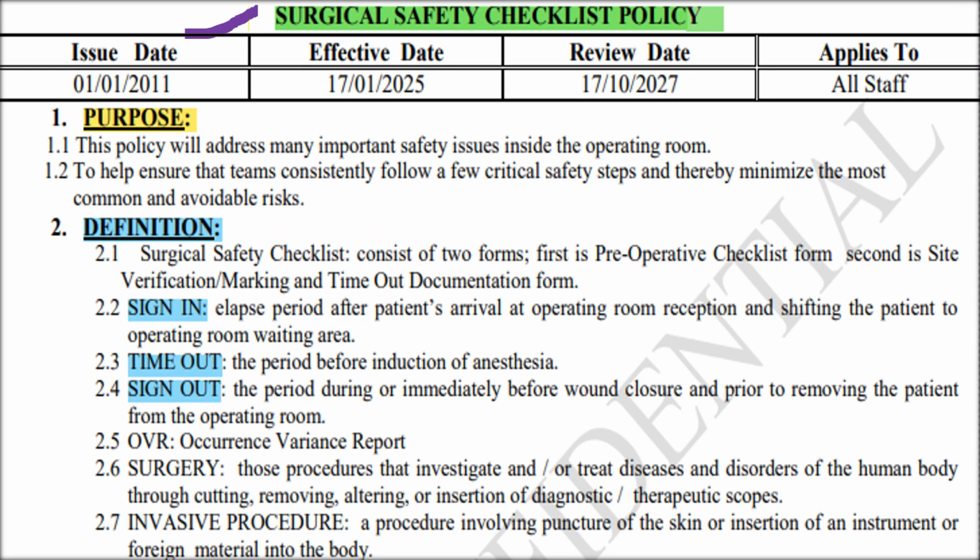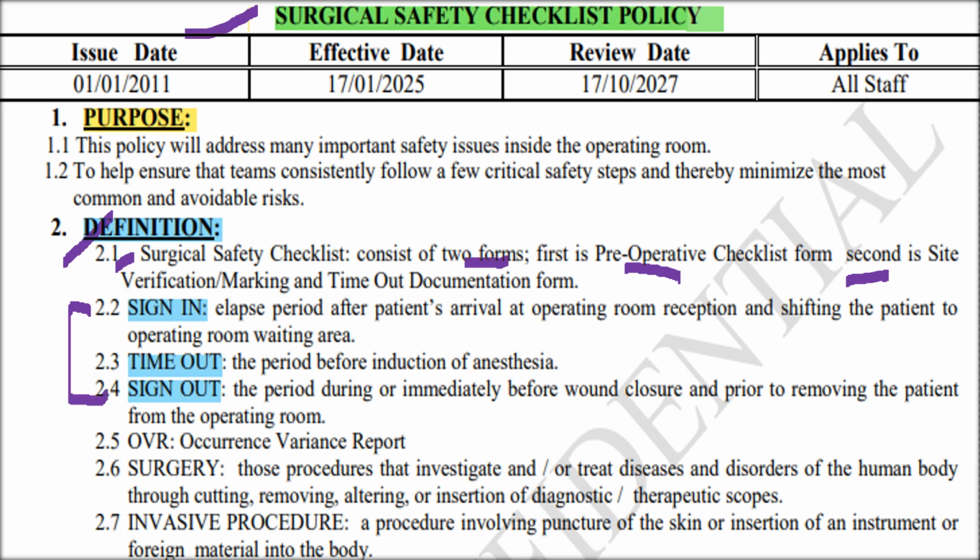Okay, moving on to the surgical safety checklist policy, we have here the definition of terms. Surgical safety checklist consists of two forms. The first form is the preoperative checklist, and the second is the verification marking and timeout documentation. Then they define the three phases.